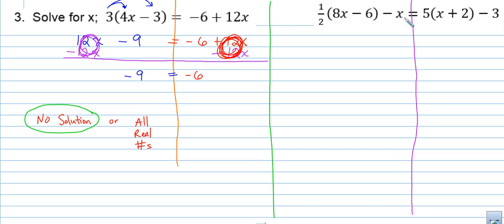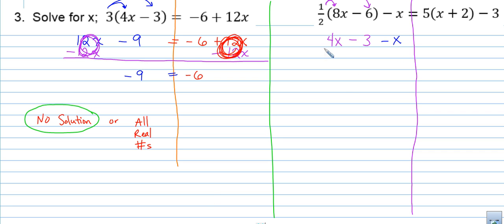So we're going to look at the left side. It's a little bit more complex, but we got this. So you'll take 1/2 and you'll distribute it because we have parentheses and we need to get rid of those parentheses. Half of 8x is 4x. And then we take the 1/2 and we distribute it to the negative 6. Half of negative 6 is negative 3. And then we do not distribute to the x because it's not inside the parentheses.